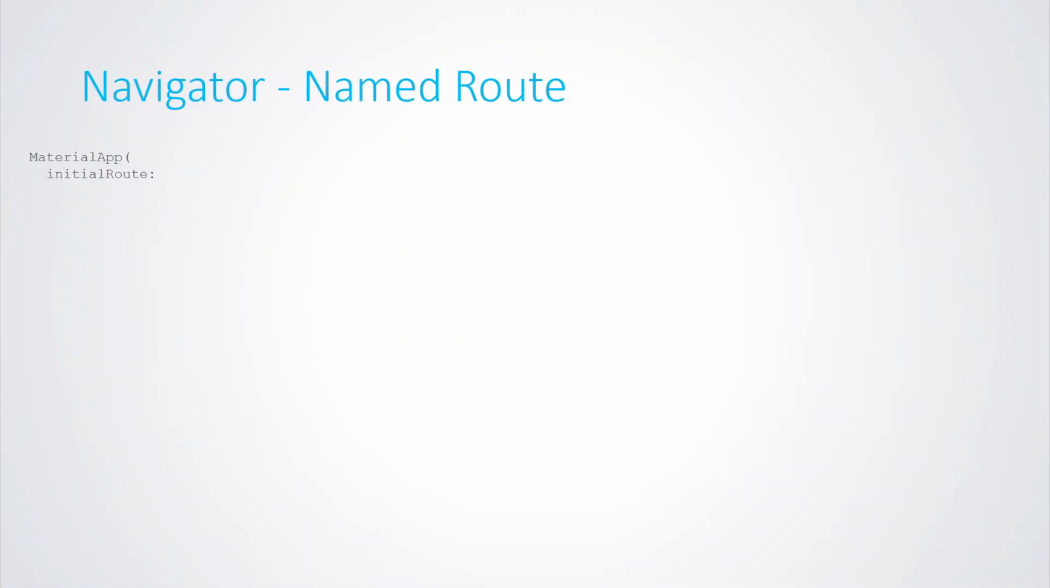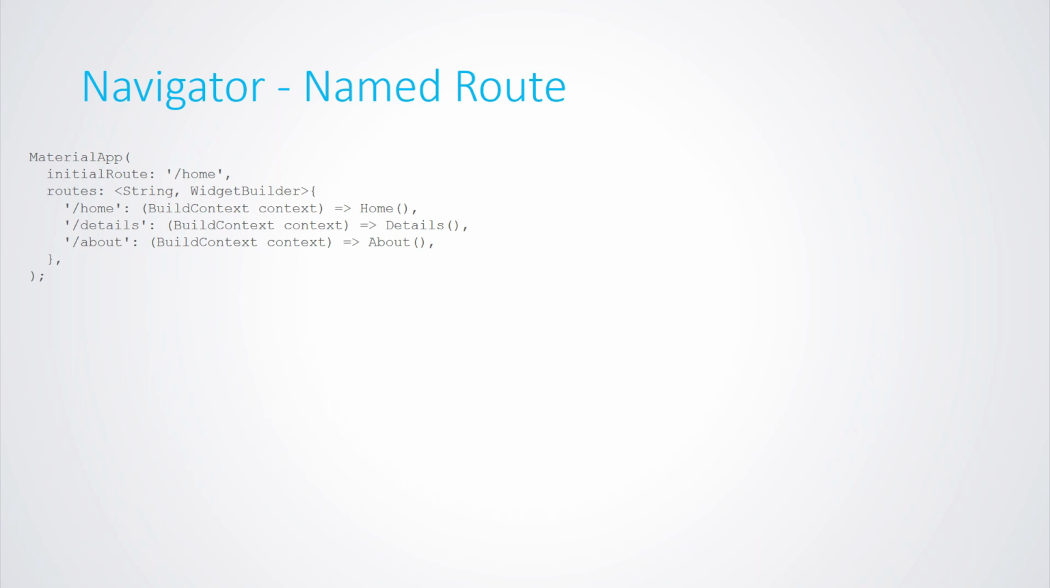An alternate way to use Navigator is to refer to the page that you're navigating to by the route name. The route name starts with a slash and then comes the route name. For example, the details page route name is /details. The list of routes is built into the MaterialApp widget.